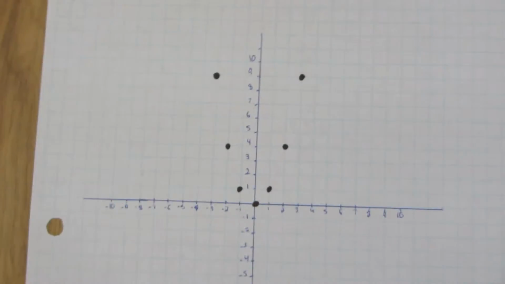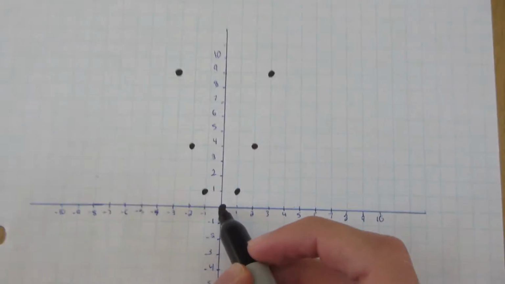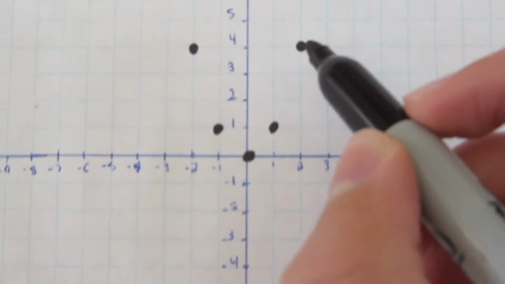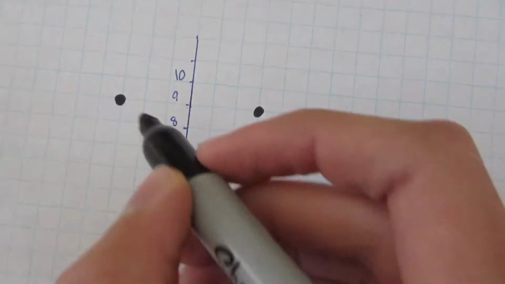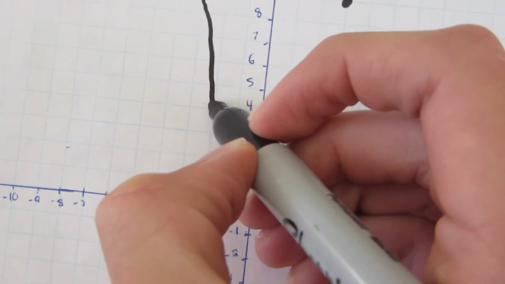So now, I've already plotted my points here. And the first one is 0, 0, then it's 1, 1, and then it's 2, 4, and it's 3, 9. And then you just do the mirror image. Now I'll draw the parabola.